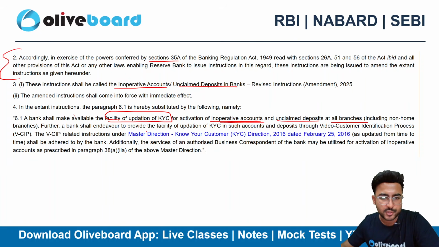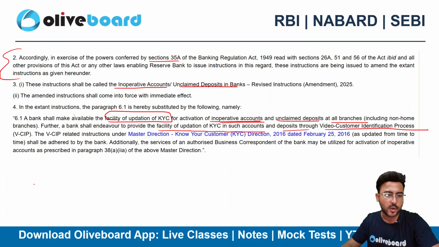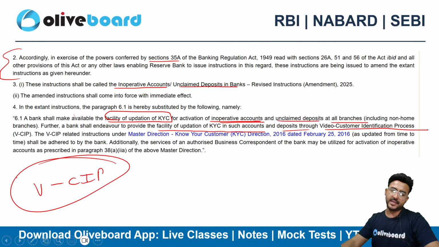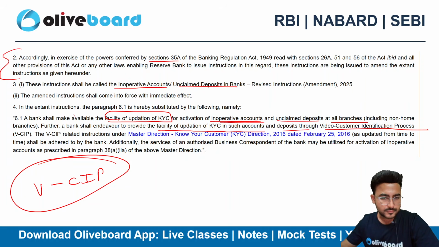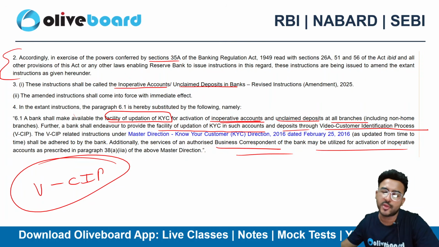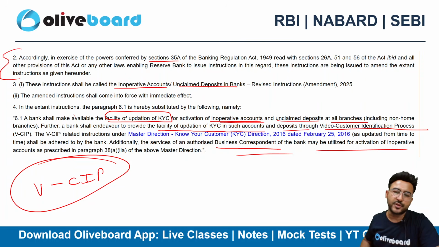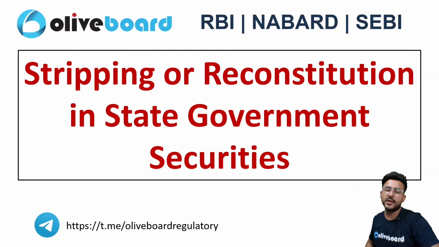Further, bank shall endeavor to provide facility of updation of KYC in such accounts and deposits through the video customer identification process. So this we also call VCIP. The bank will also help you by updating your KYC via the video customer identification process as well, right? So basically these kind of additional services of an authorized business correspondent can also be utilized for this purpose, right? So this is all for KYC.